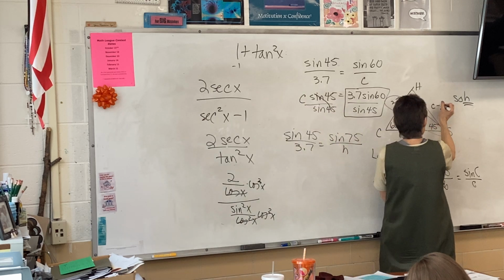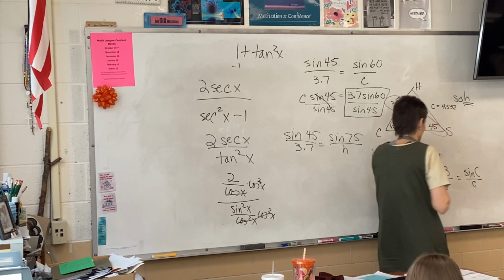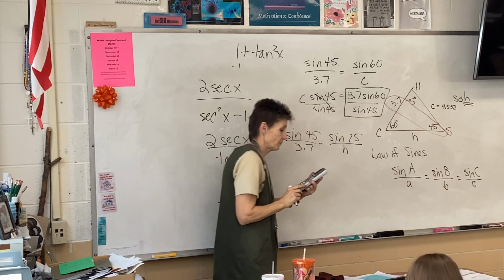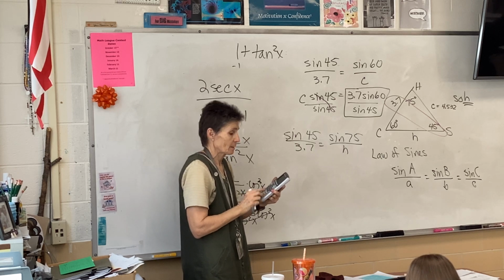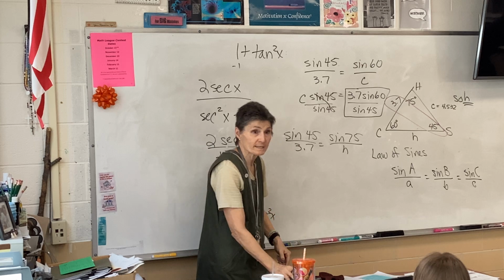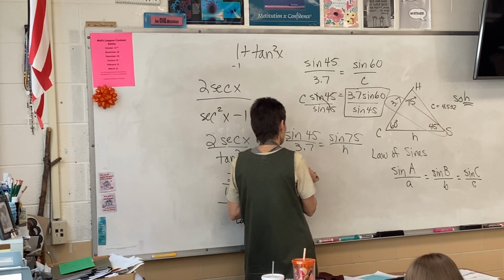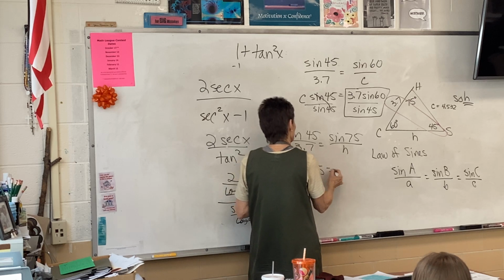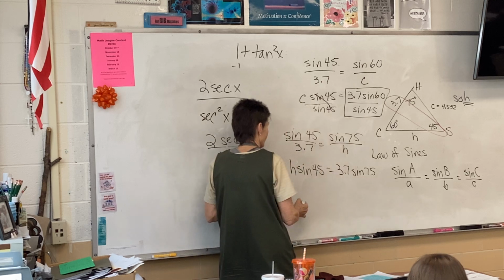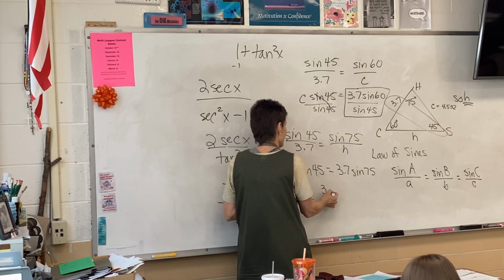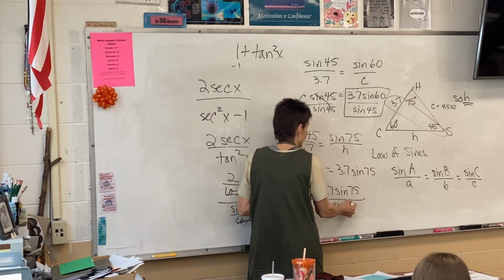And for C, I got 4.532. What about you? Yeah, 4.532? And now we rinse and repeat for side H. So H sine 45 equals 3.7 sine 75. So H is gonna equal 3.7 sine 75 over sine 45.